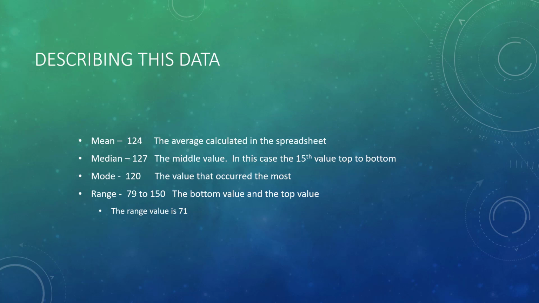Again, you put them in numerical order, you could identify the mode, which is 120, and that's the value that occurred the most. And then your range, as we just talked about, 79 to 150, the bottom value and the top value, and the range value is 71.